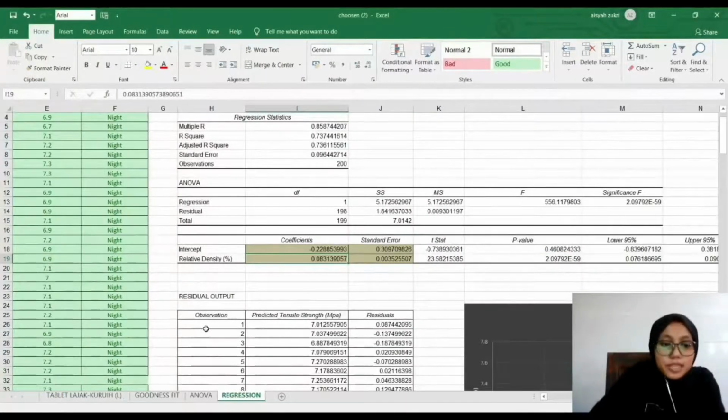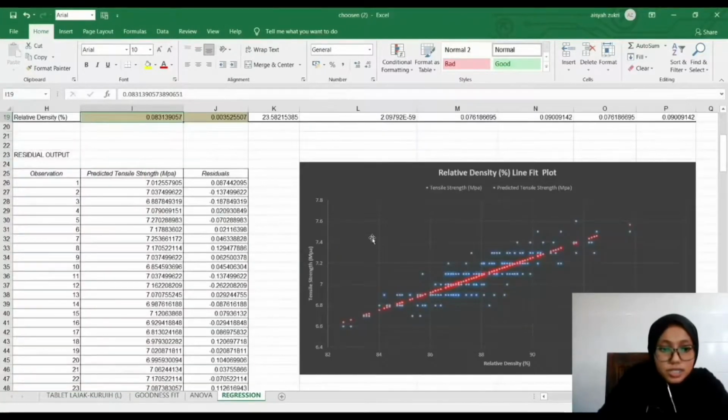The estimation that we get from the Excel for the gradient m is 0.083139057 and the standard error is 0.03525507, and the intercept c value is negative 0.228853993 and the standard error is 0.30970986. Last but not least, the scatter diagram is obtained to display the paired measurements and the fitted values.